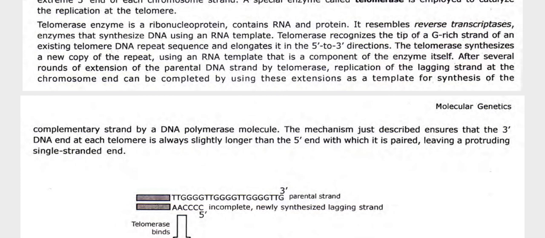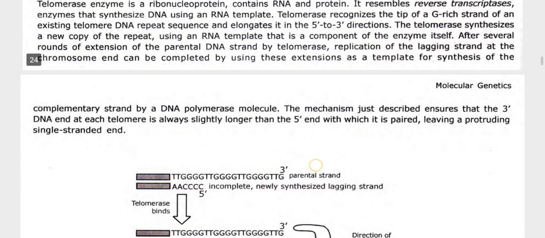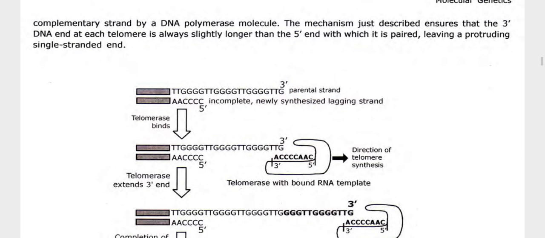Telomerase synthesizes a new copy of the repeat using an RNA template that is a component of the enzyme itself. After several rounds of extension of the parental DNA strand by telomerase, replication of the lagging strand at the chromosome end can be completed by using this extension as a template for synthesis of the complementary strand by a DNA polymerase molecule.